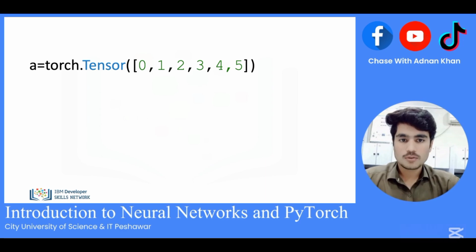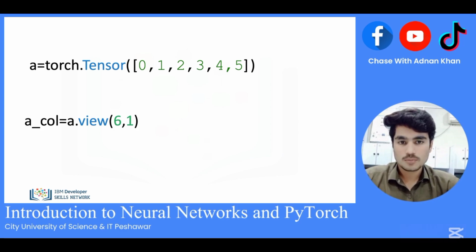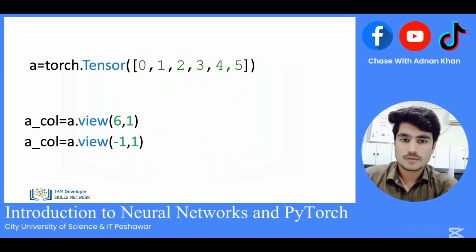In this example, the tensor has 6 elements in it. As before, we can reshape the tensor using the view method. As there are 6 elements in the original tensor, we pass 6 as the first argument to the view method for creating 6 rows, and 1 as the second argument to create 1 column. Similarly, we could have used a -1 instead of 6.